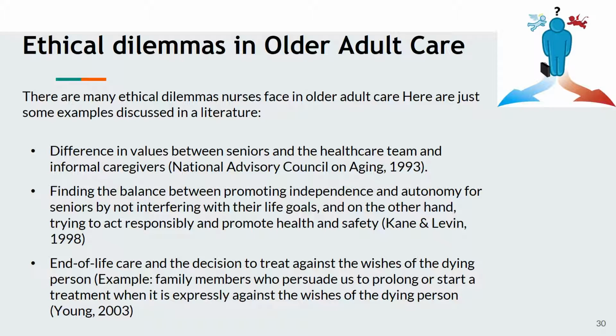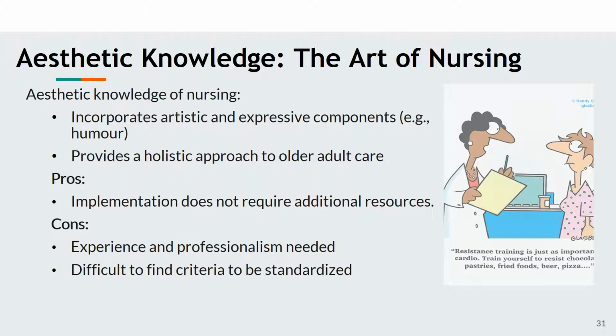One more dilemma is end-of-life care and the decision to treat against the wishes of a dying person. For example, family members who persuade us to prolong or start treatment when it's expressly against the wishes of the dying person.